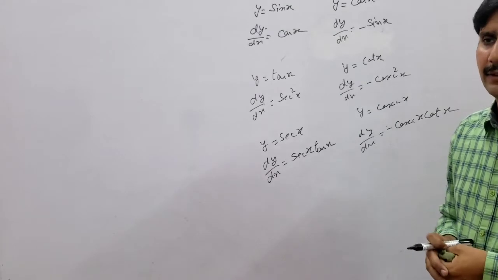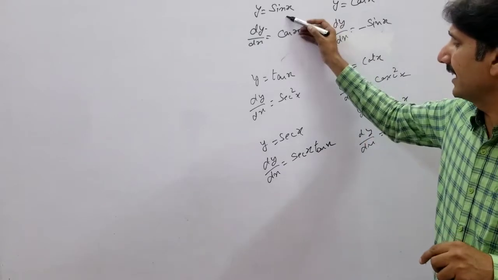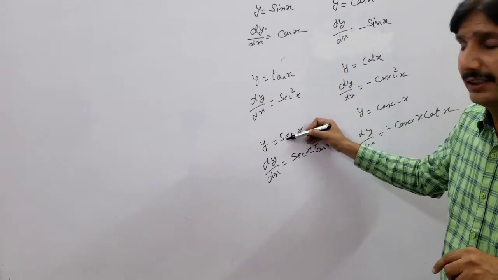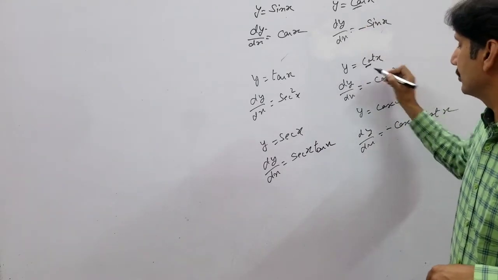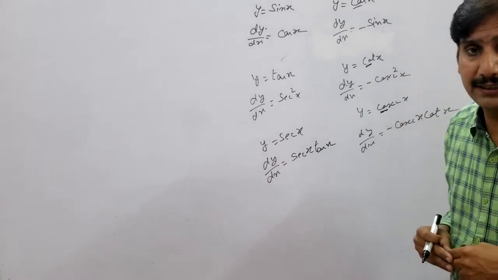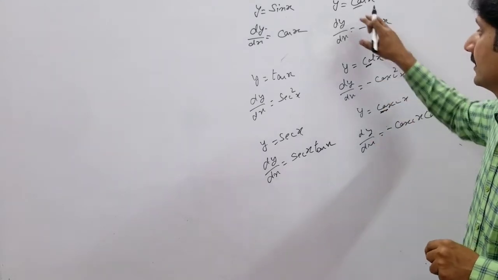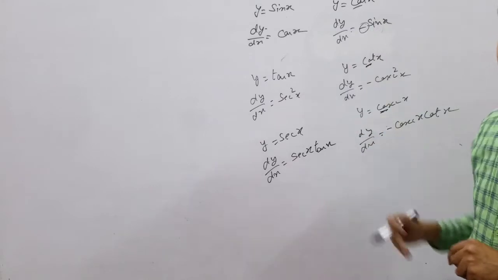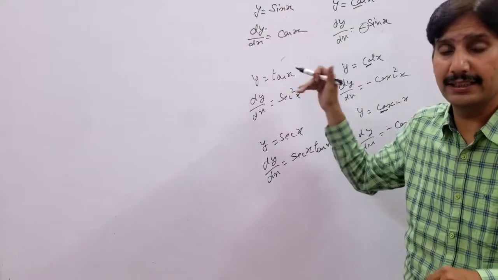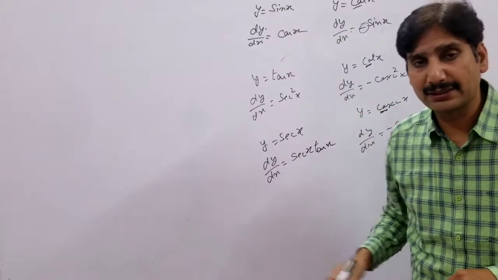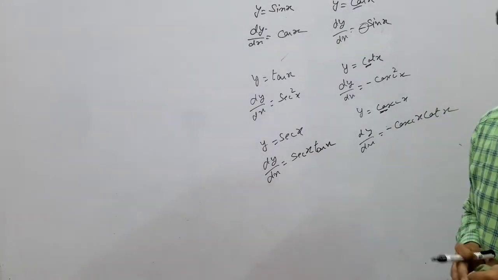Just for the sake of developing a method to keep them in mind, there are 6 T ratios: sine, tan and secant, and cosine, cotangent and cosecant. These T ratios have got co as their prefix: cosine, cosecant, cotangent. Whenever there is a co prefix, you will get a negative sign in its differentiation. And whenever there is no co prefix, like sine, secant and tangent, you will get the answer as positive. This is just a way of remembering the formulas. 2 more formulas, really important.